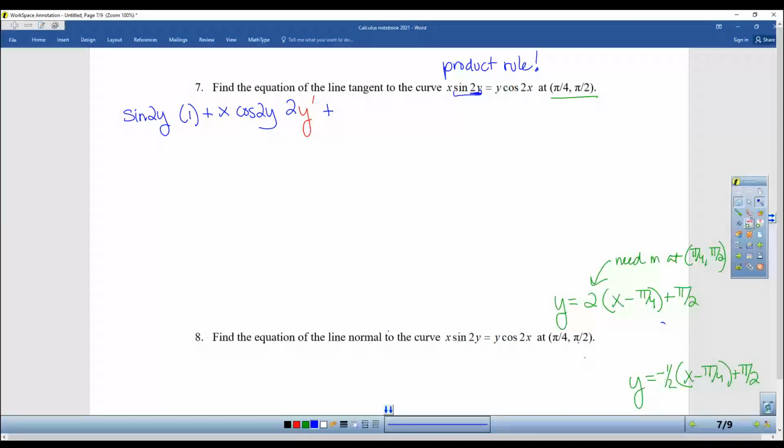But don't worry, we're going to do it again on the other side, so you get a little chance to practice. Now product rule again. The second times the derivative of the first. The derivative of y is y prime, plus the first times the derivative of the second.